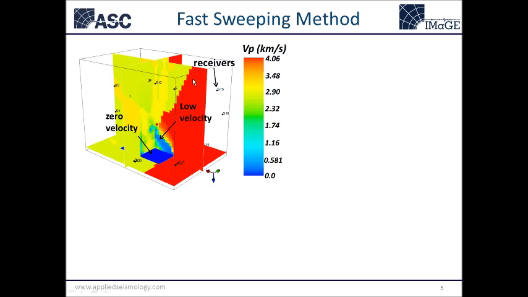The P-wave travel time field is plotted in isosurface, so you can see the wavefront propagating away from the point source here.